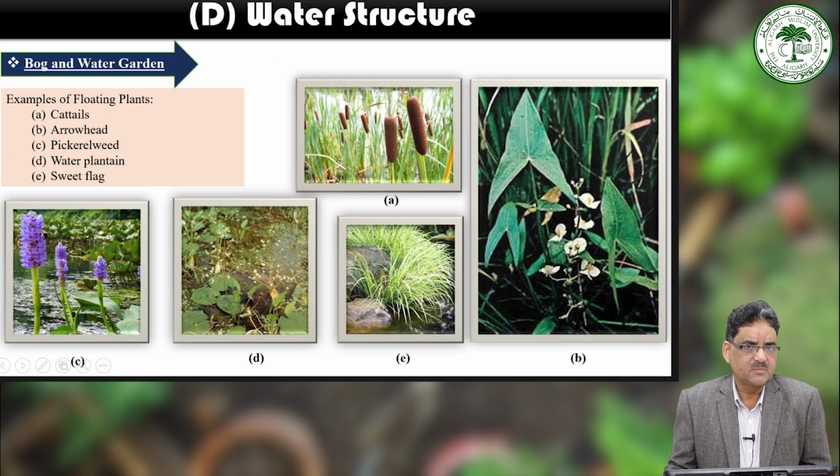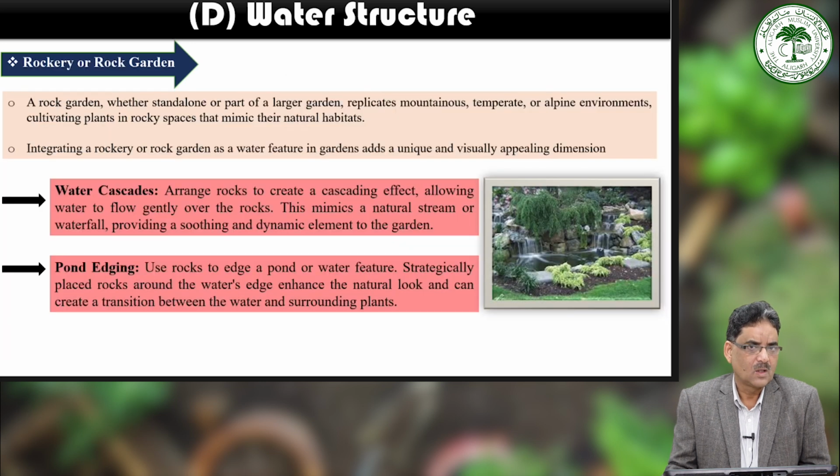So, these are some examples of the marginal plants that can be included in the water garden. There may be cattails, then we have the arrowhead, then the pickerweed, then the water plantain, and the next one is the sweet flag.